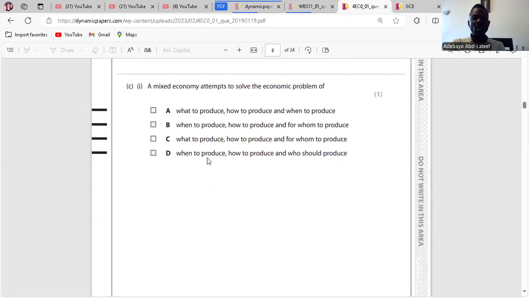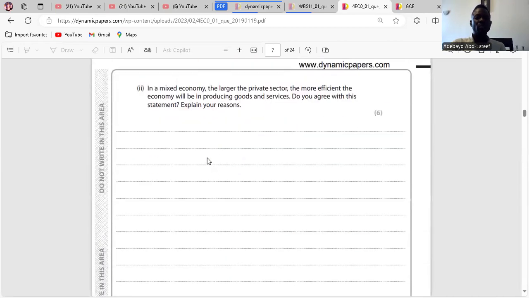Question C. A mixed economy attempts to solve the economic problem of what to produce, how to produce, and for whom to produce. We go on. In a mixed economy, the larger the private sector, the more efficient the economy will be in producing goods and services. Do you agree with this statement? Explain your reasons. I said yes, and I said no, because you have to combine both.